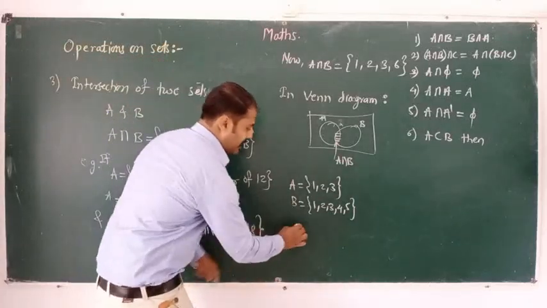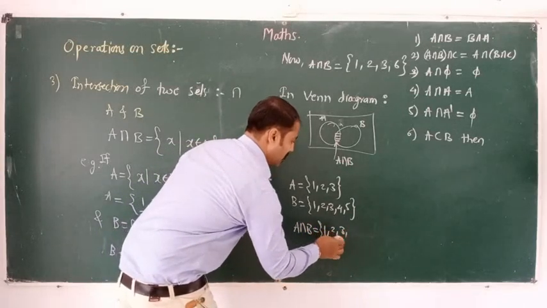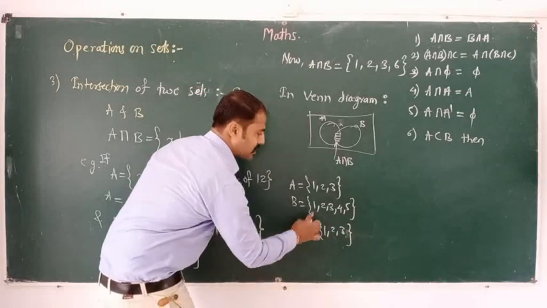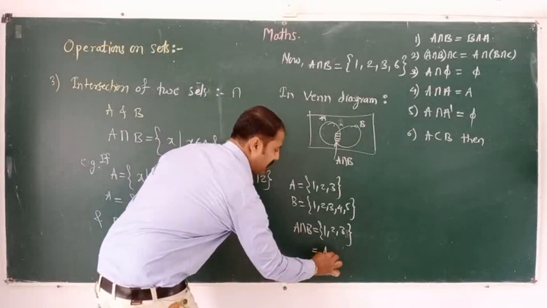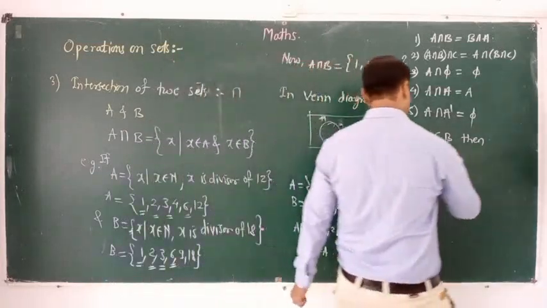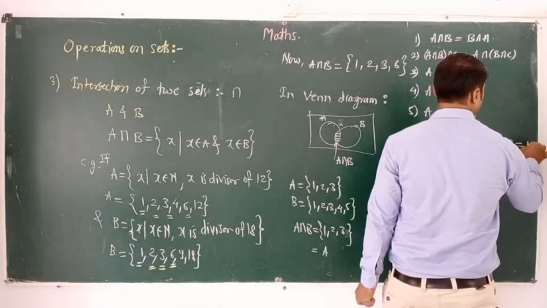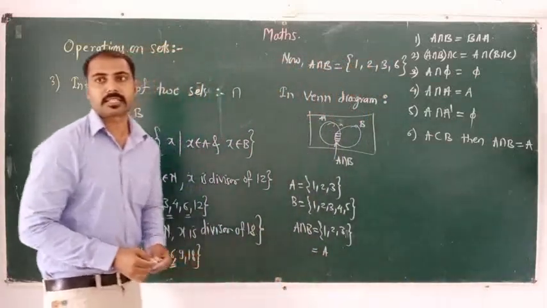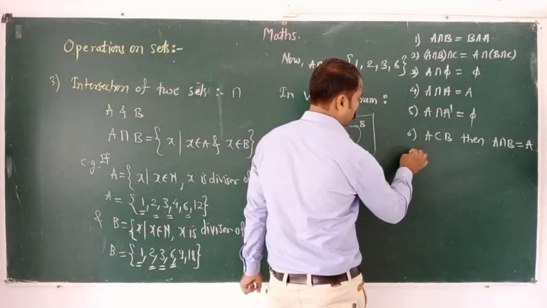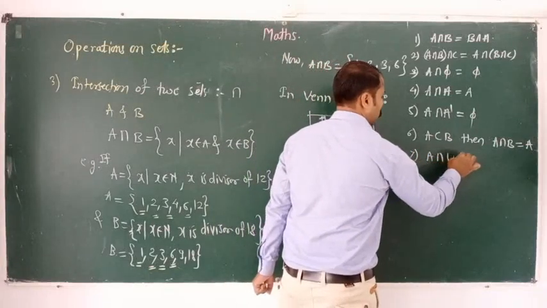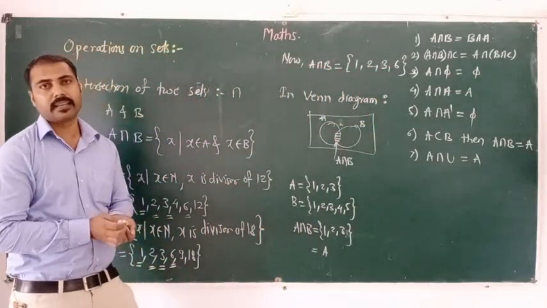So, if we take the intersection of these two sets, then what do we get? 1, 2, 3. Yes, common elements. Intersection means common elements. Common elements are 1, 2, 3, which means we get A. So I am writing here, if A is a proper subset of B, then A intersection B is nothing but A. A intersection with U is also A. Common between the universal set and that set is A.